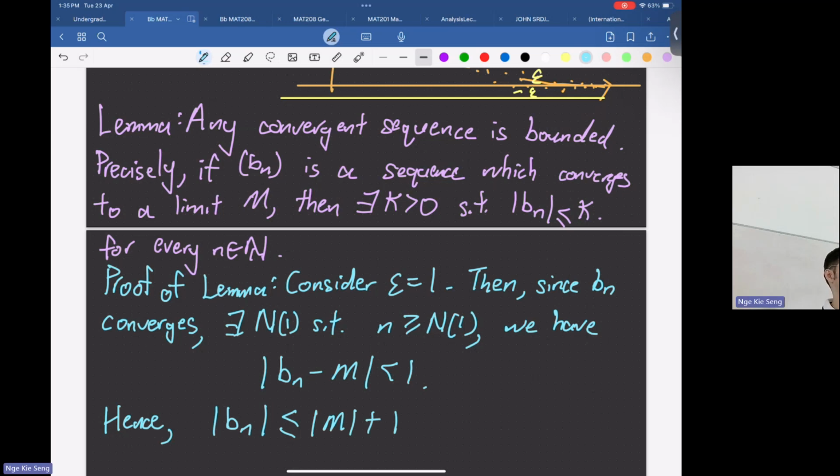Does this make sense or not? No, this doesn't make sense. It's only true if n is bigger than or equal to N1. Sure, yeah, let's put this in. But my point is, does the inequality above imply the lower inequality here?